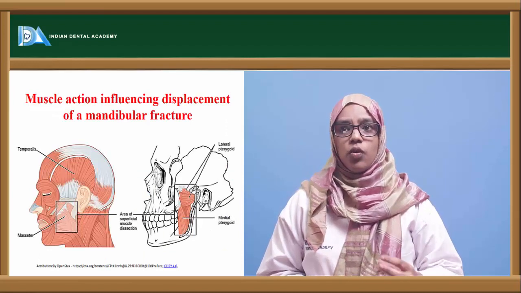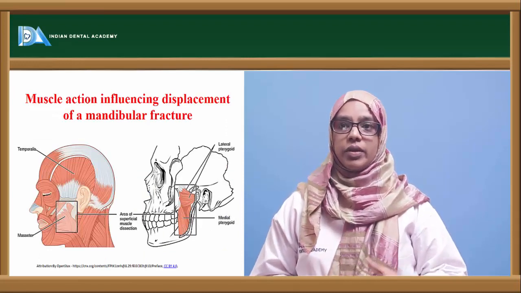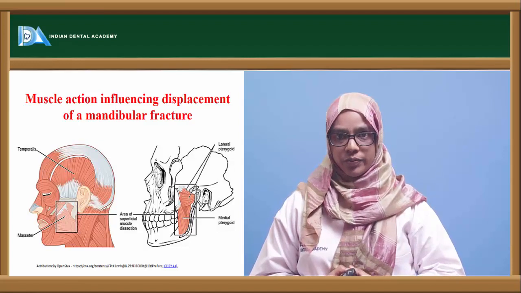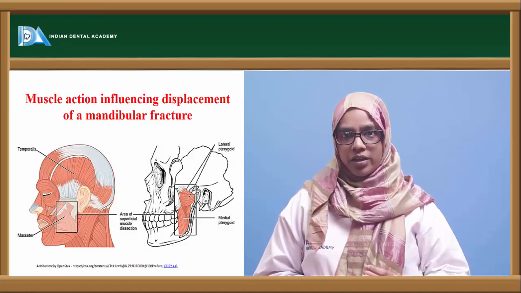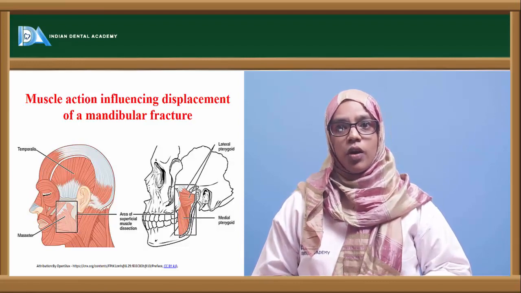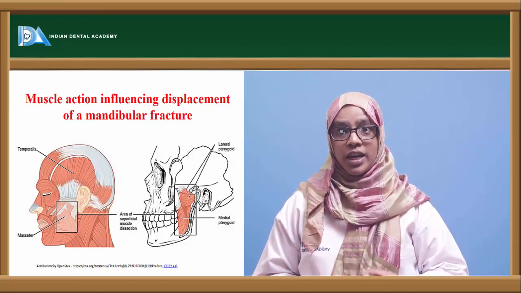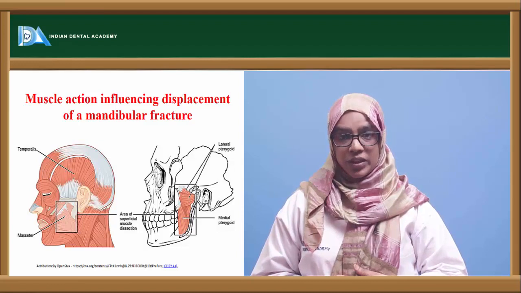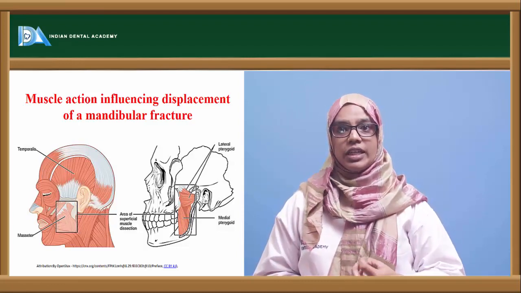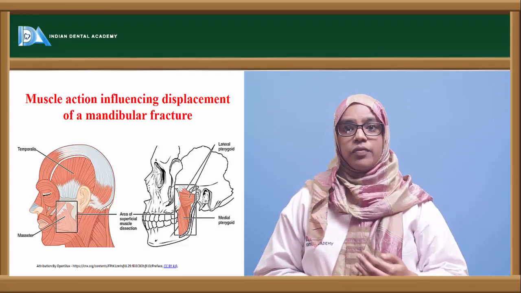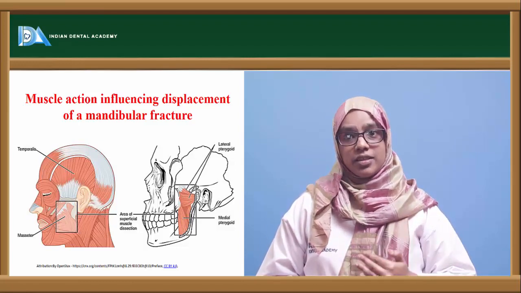Now, muscles also have their influence in the displacement of mandibular fracture. We are all aware that on the inner aspect of the mandible, the muscles that are attached are geniohyoid, genioglossus, mylohyoid, and anterior belly of digastric. They tend to pull the mandible in an inward direction, medially and downward. Alright, wherein you can say the masseter.